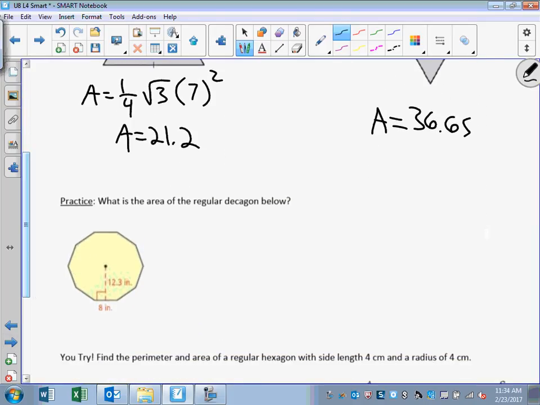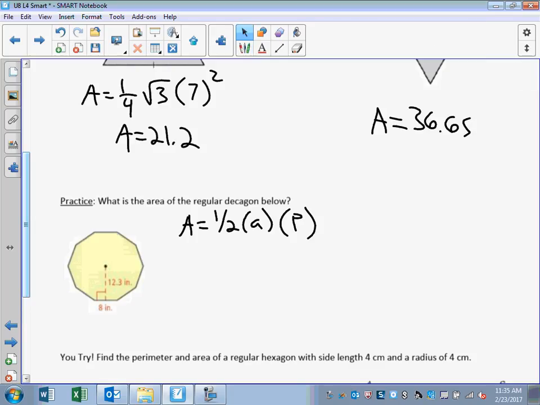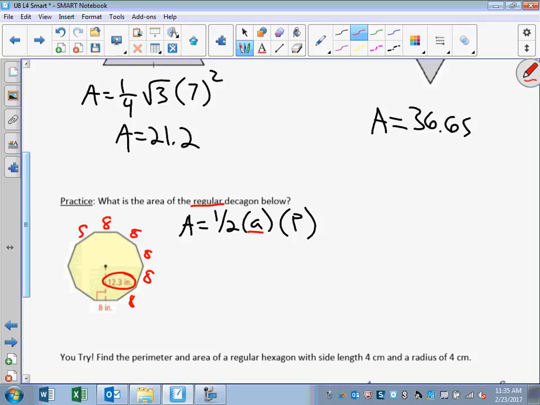So we need to find the area of this regular decagon. We know that the formula is area is 1/2 the apothem times the perimeter of the shape. They give us our A right here. But to find the perimeter, we got a decagon and one side is 8, and it's regular, so that means all the sides are 8. So we got 8, 8, 8, 8, 8, and so on and so forth, for a total of 80.